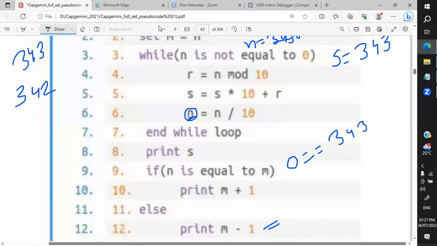Got it, everyone? Understood that? Because n became 0 and we are using the n value again, which was 0. Instead of n, if they would have compared with s, then maybe it would have been 344, as you said. But they are not comparing with the result. They are comparing with the modified value. Okay. I hope everyone understood that.